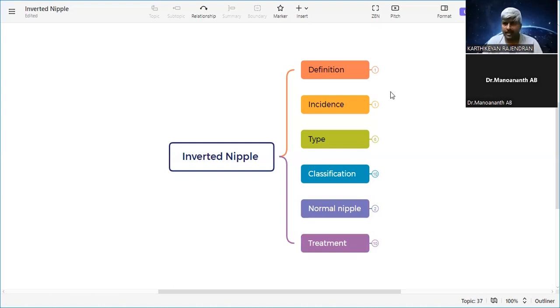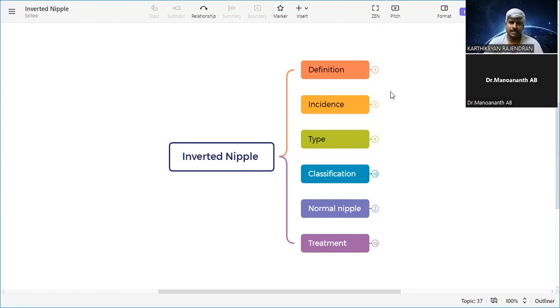Coming to the definition, inverted nipple is inversion of the nipple below the level of the areola. So that is called an inverted nipple. The incidence is 2 to 10% of people having inverted nipple. Coming to the type, it is congenital or acquired.